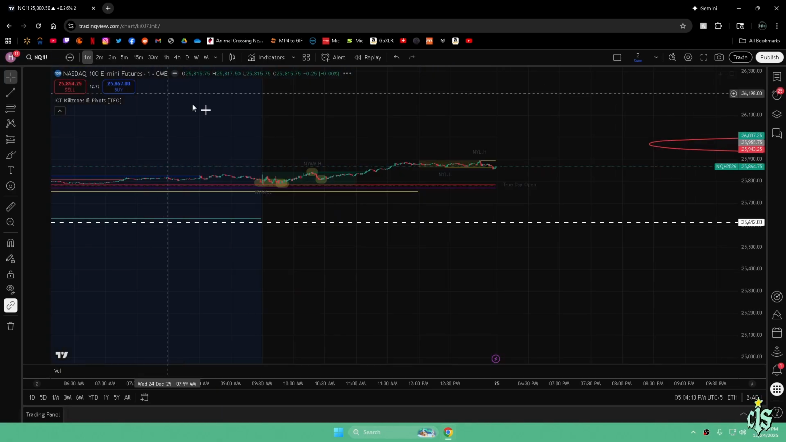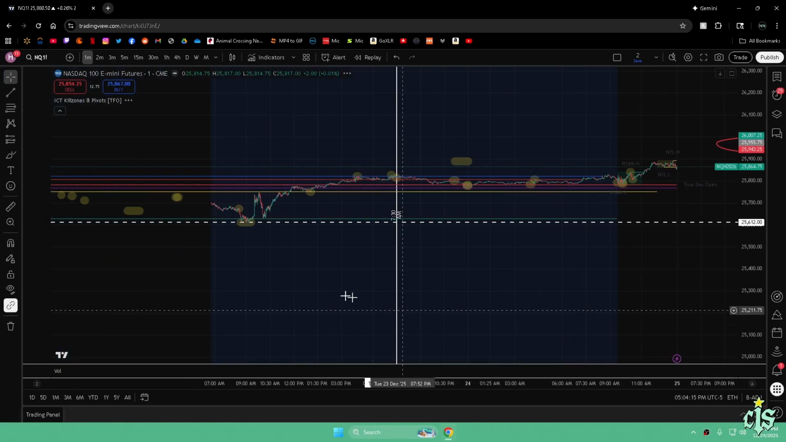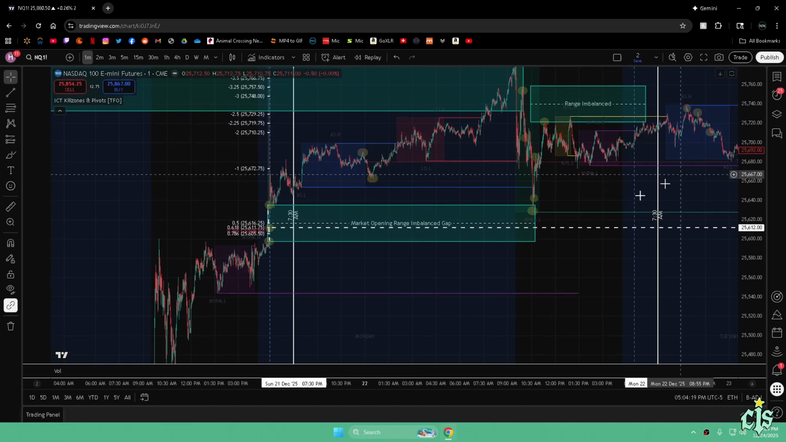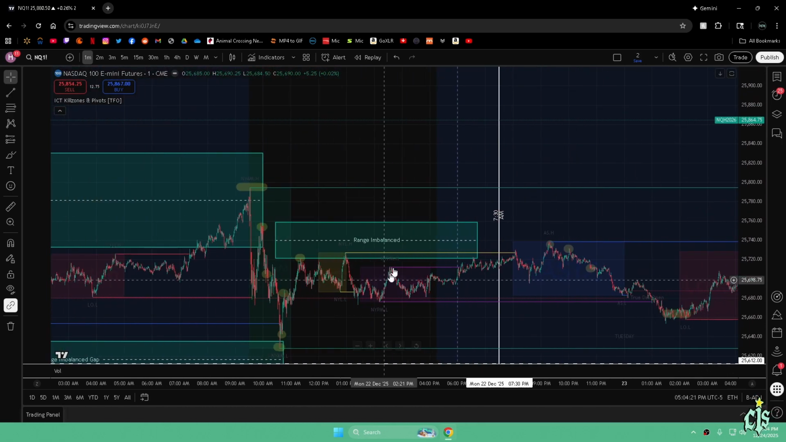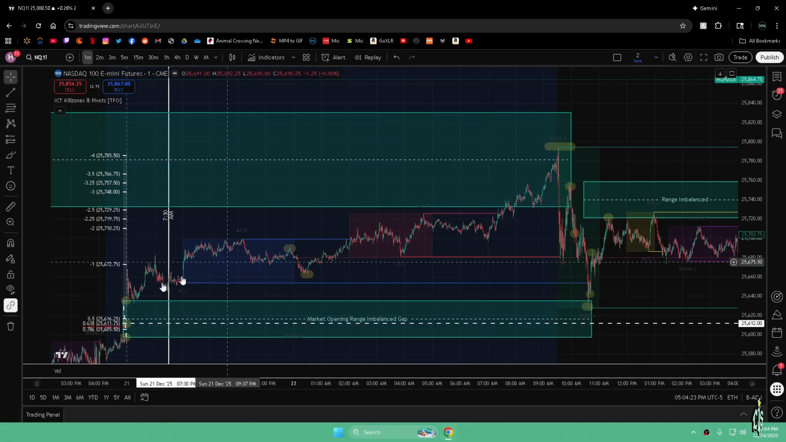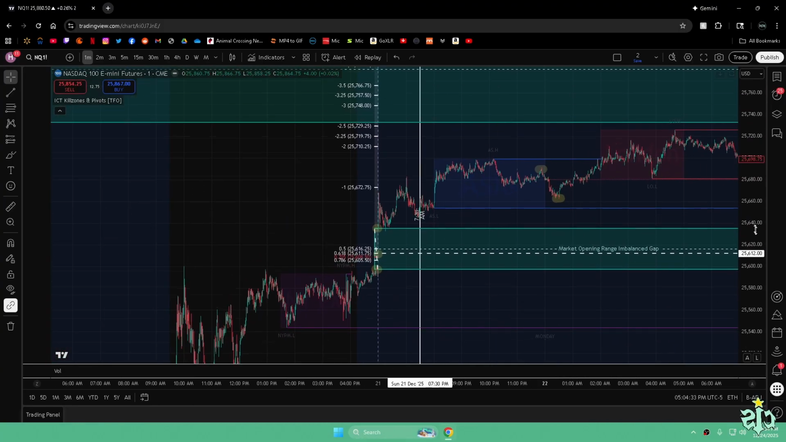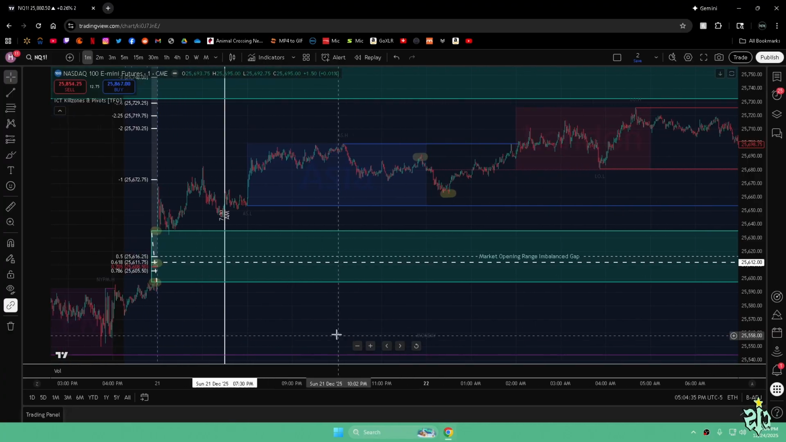So let's go back in. Let's zoom back in. We have this imbalance gap that was created on Thursday. So that's what I'm aiming for. That's bullish for today until we fill this gap, which would be basically 75% of the gap, which it filled. Now, taking trades to get to it.